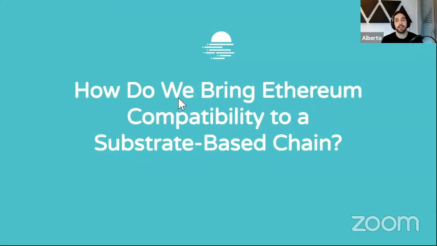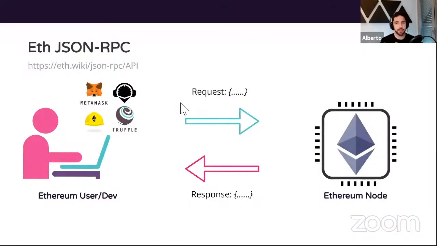So to get a little bit more technical, how do we bring Ethereum compatibility to a Substrate-based chain? Before we go into the details, let's briefly review the ETH JSON RPC communication method or protocol, right? If you're an Ethereum user or developer, on the left-hand side, you use tools such as MetaMask, Remix, Truffle, Hardhat, the Web3 JavaScript library, and so on. Basically, what these tools allow you to do is communicate with an Ethereum node: you make a request, and then the Ethereum node will process that request and send a response via JSON RPC, right?